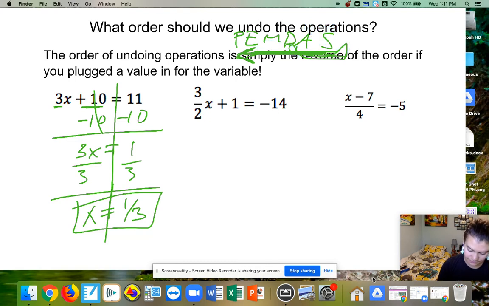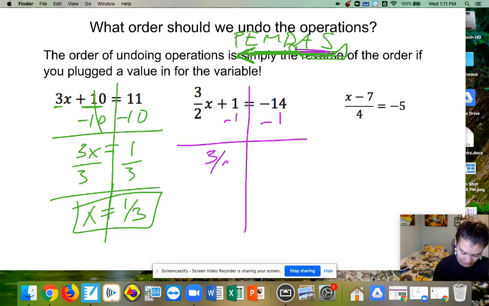So the next one, same idea. Check here. Well, we have some addition, we have some multiplication and division, but we can get rid of that addition first, so subtract 1 from both sides. And we're left with our 3/2 x, because these cancel. And then negative 14 minus 1 will give you negative 15.